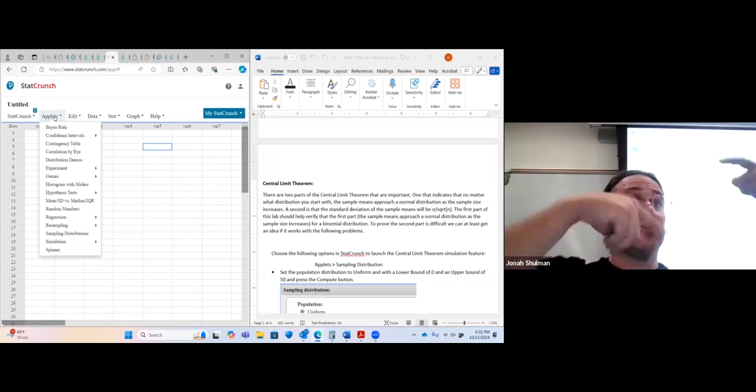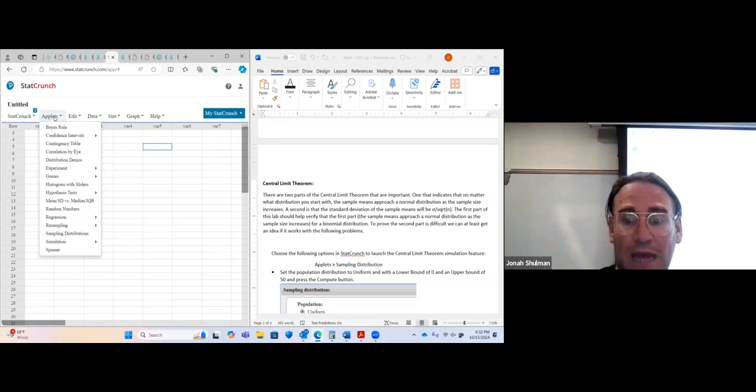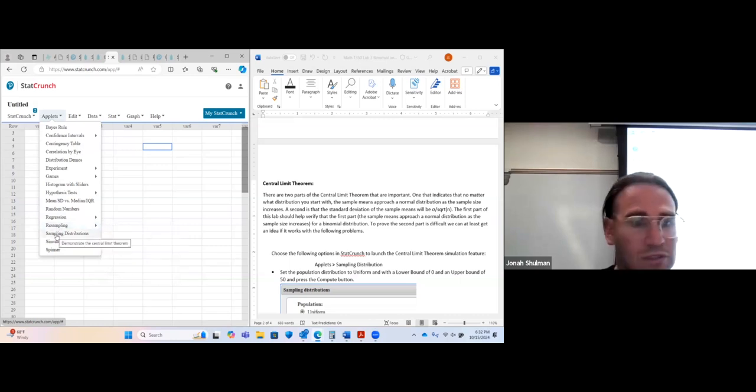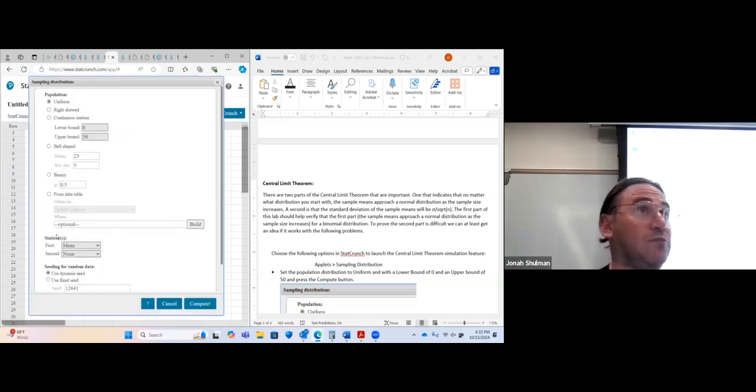If you ever see applet, it means it's going to run a bunch for you. So we go to applet and then we go to sampling. Now you have choices. We have resampling. No, we just want sampling distribution. Should give you this picture.